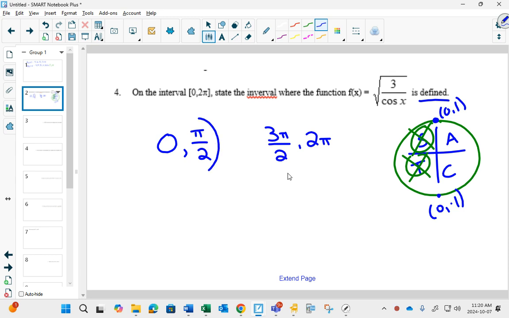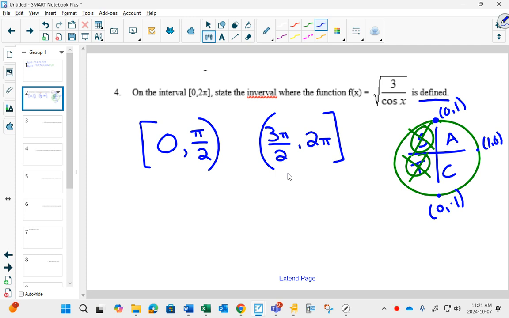And we would show that in interval notation with a round bracket. In interval notation, if a value is allowed, for example, right here at 0 or at 2 pi, can you see cos is 1? Are you allowed to divide by 1? Absolutely. So here we would have square brackets. So there are two intervals where it's defined. It's defined in quadrant 1, but not completely because we can't include pi over 2, but we can include 0. And quadrant 4, but we can't include 3 pi over 2, but we can include 2 pi.